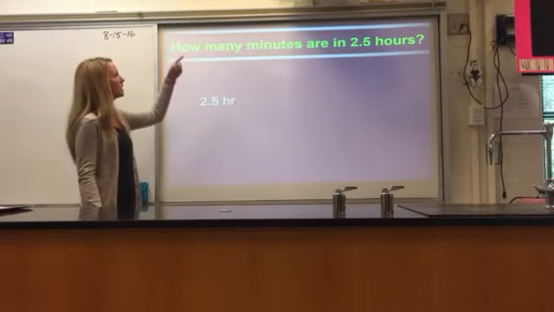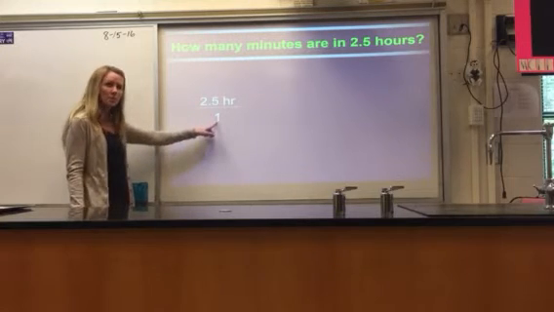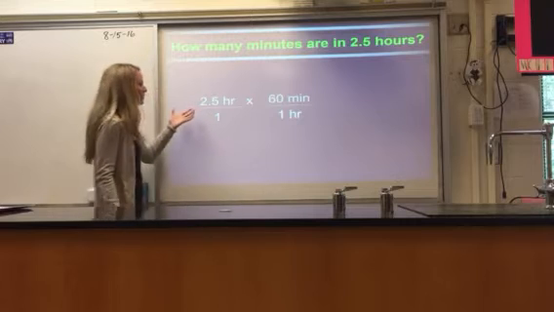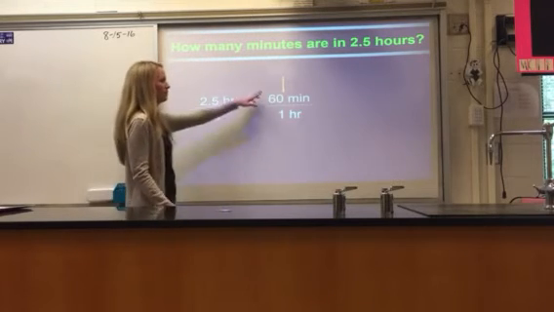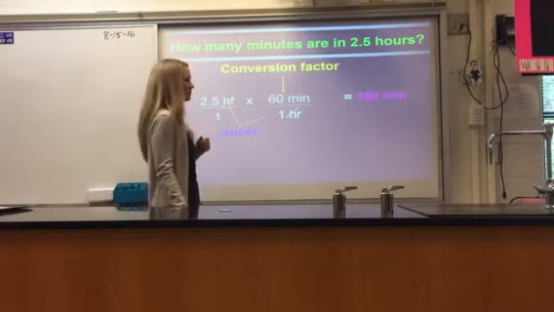This is an example problem. How many minutes are in an hour? You would start with 2.54 hours. Some people like to write it over 1. Then you multiply it by this conversion factor that you're all familiar with. There are 60 minutes in an hour. This is your conversion factor. These units will cancel out and you're left with 150 minutes.